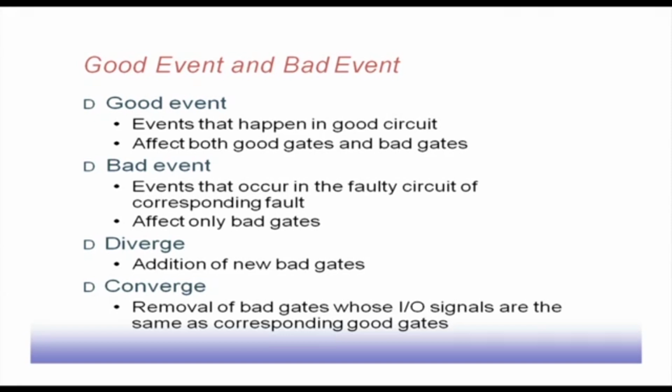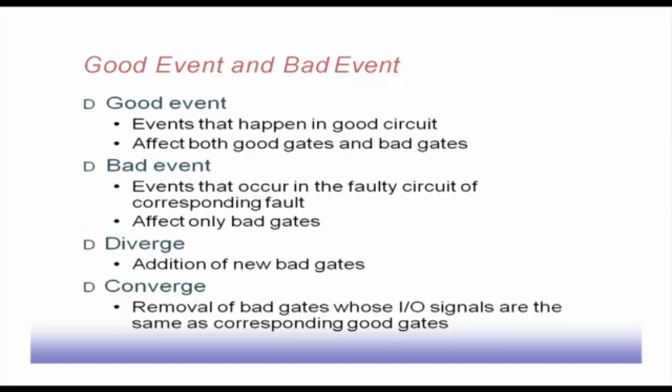Again, the events can be classified into a number of cases: good events and bad events. Events that happen in the good circuit are called good events. Basically, some input pattern changes, and due to that some gate inputs change. That is called a good event. This good event will affect both good gates and bad gates, because the input pattern is changing.